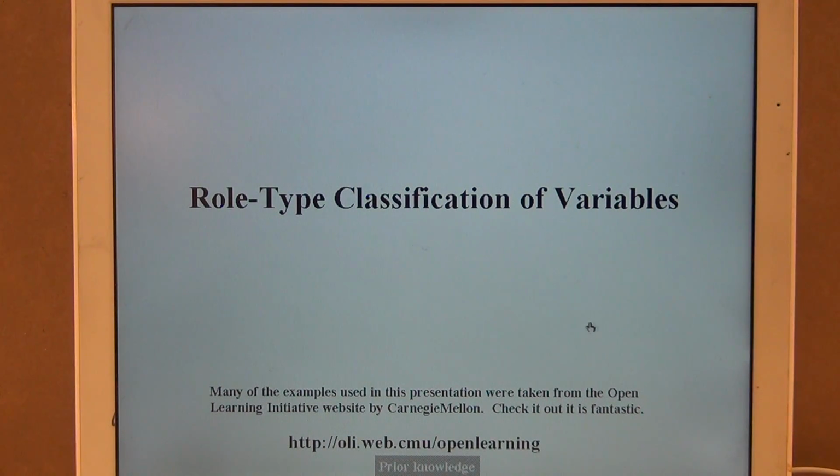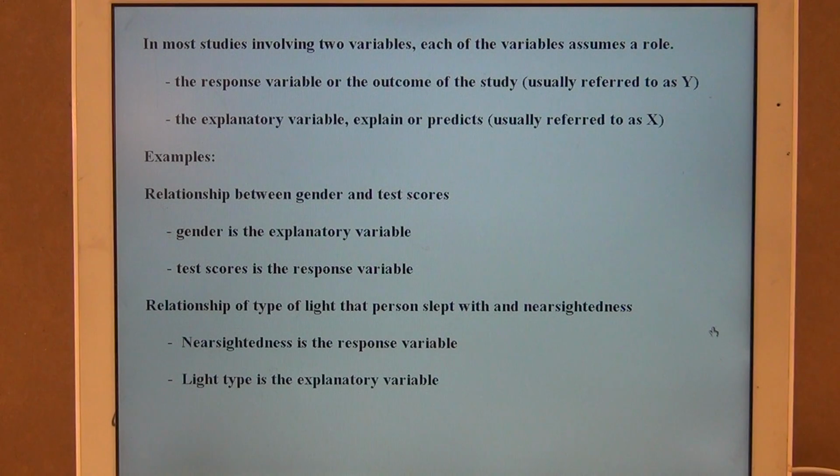Anyway, we're going to talk here about variables, and we're going to talk about the roles that variables fill and the type, and I'll explain that. So let's just take a look here.